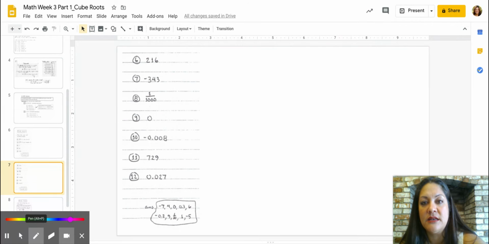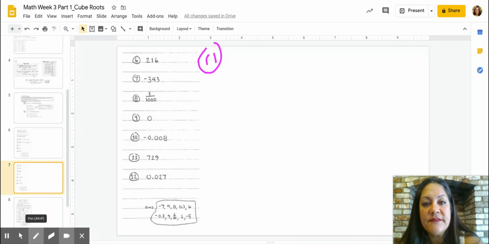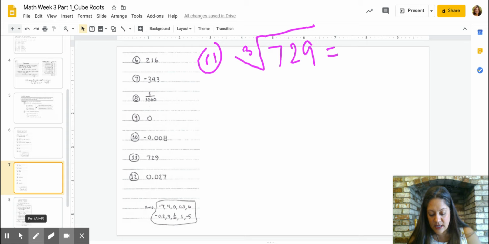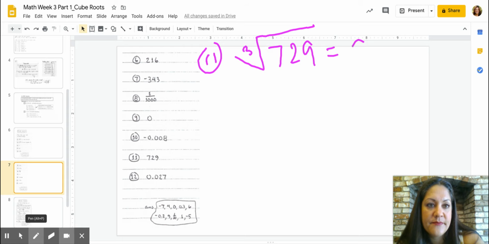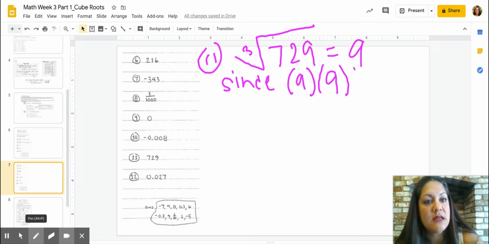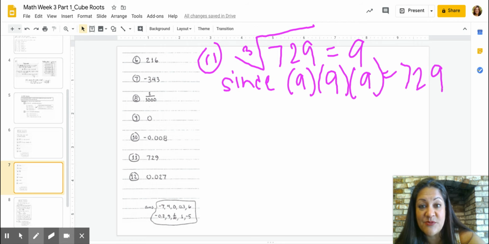Number 11. The cube root of 729 equals 9, since 9 times 9, that's 81, times 9 again equals 729. Right? Oh, we are just breezing through these.